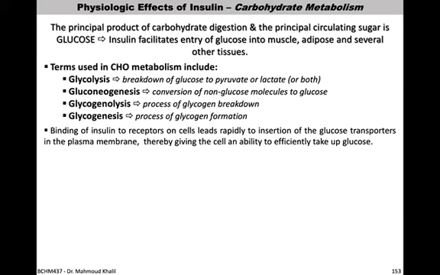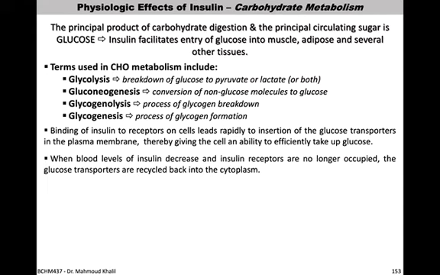So the binding of insulin to the receptor on cells leads rapidly to the insertion of the glucose transporter in the plasma membrane. That gives the clue that these glucose transporters are actually already made, stored inside the cells. And once they sense the order that they need to internalize the glucose from the blood, they get recruited to the plasma membrane and open up for collecting all the glucose that is outside, giving the cell an ability to efficiently take up the glucose.